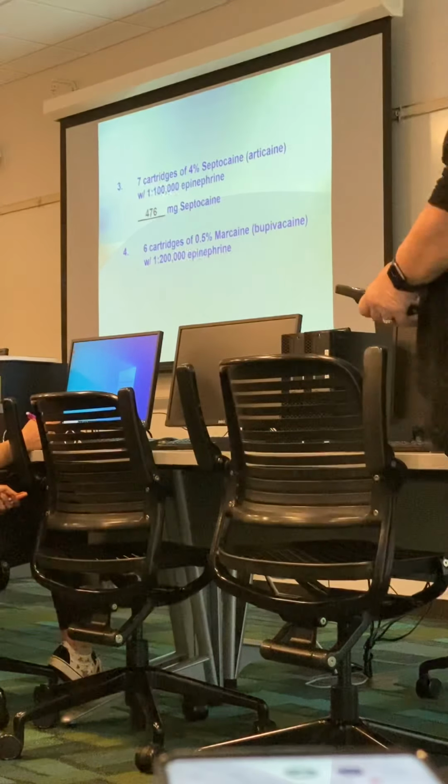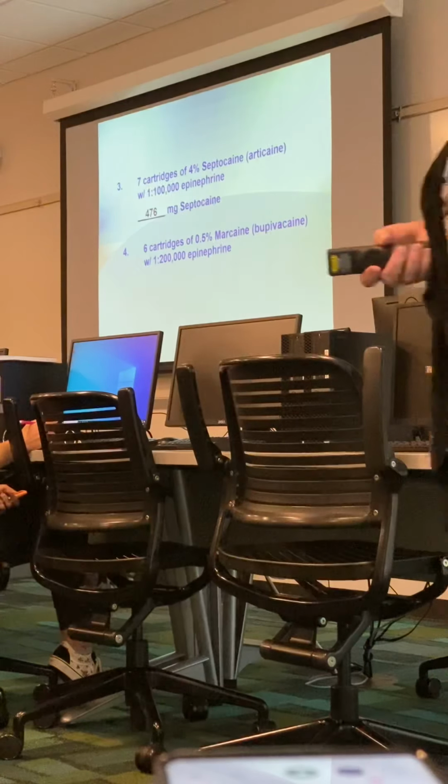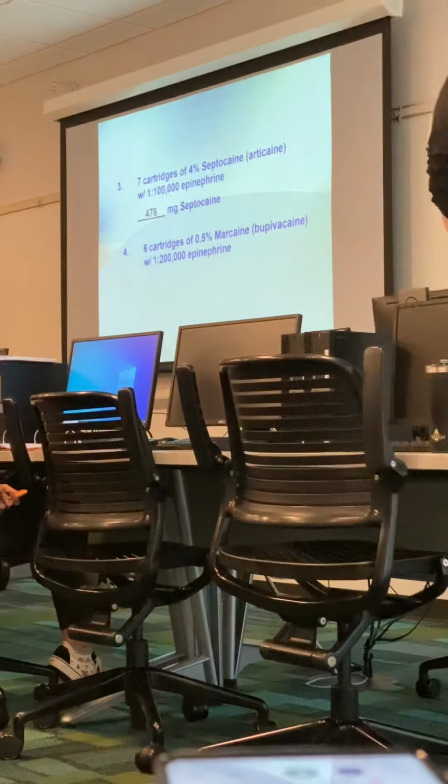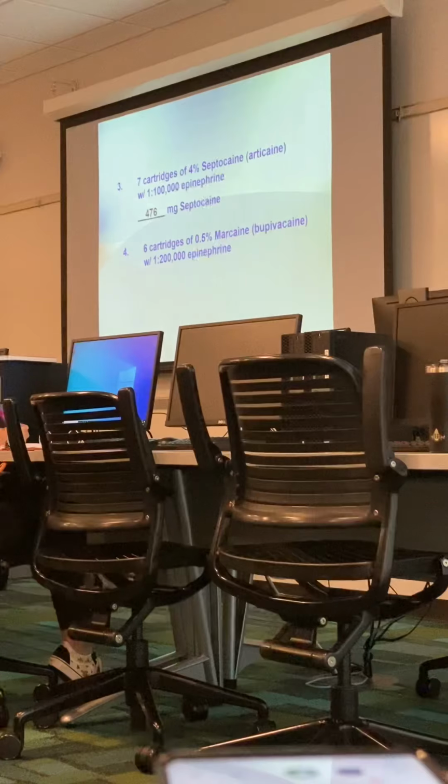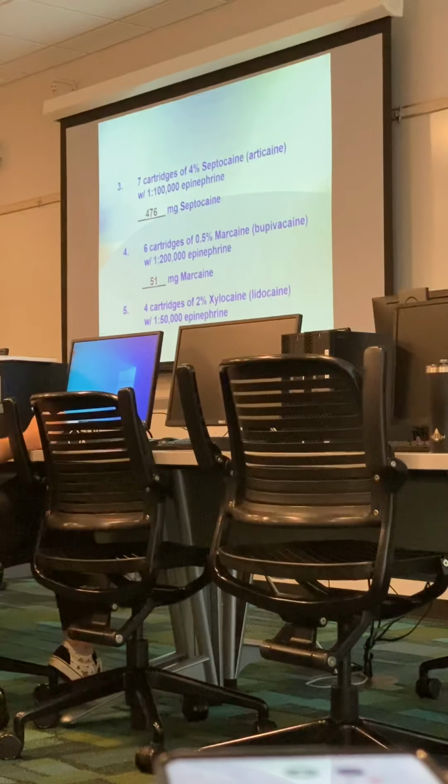All right, 6 cartridges of 0.5% Marcaine. How many milligrams per milliliter? 5. Okay, 6 cartridges times 1.7. 10.2. 10.2 times 5. Yeah, it's 51. Next, 4 cartridges of 2% lidocaine. 2% is 20. 4 cartridges times 1.7 is 6.8. 6.8 times 20 is 136. Good.